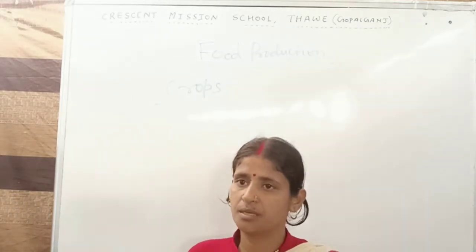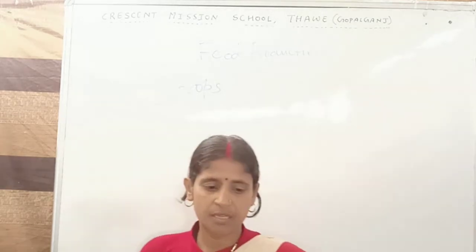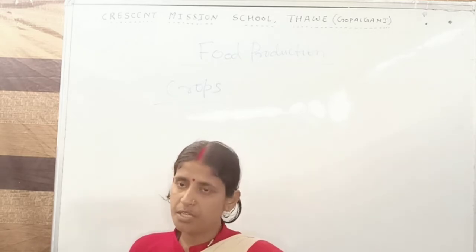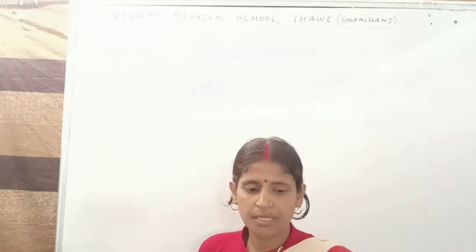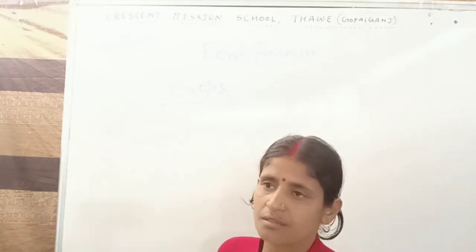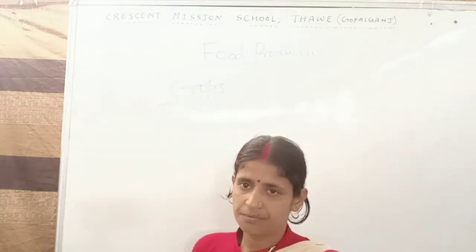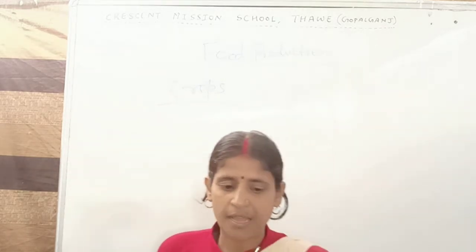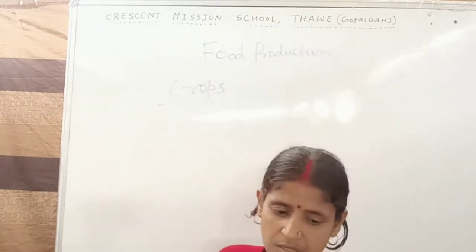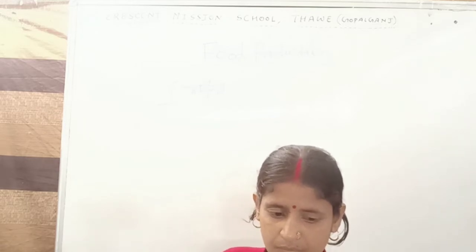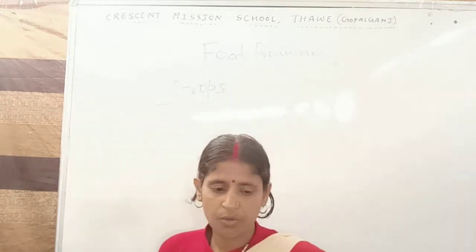Whenever we describe food production, there is also a term called horticulture. What is horticulture? The branch of science which deals with flowers and ornamental plants, and in which fruits and vegetables are grown, is called horticulture.